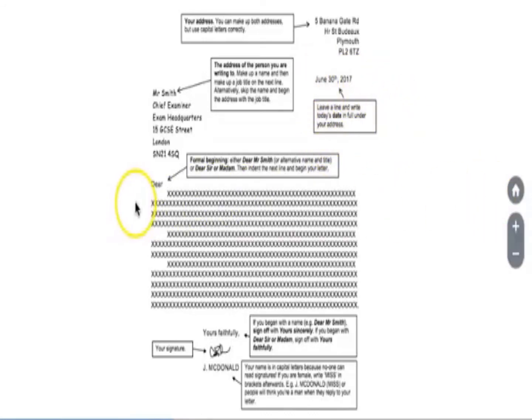And then you have a formal beginning, which would be Dear Mr. Smith, or whatever the name of the person you're writing to, if you know the name of the person you're writing to, or Dear Sir or Madam, if you don't know who you're writing to. And then you indent the next line. You can see here there's a gap before you start writing your actual letter here. And you just write your letter.